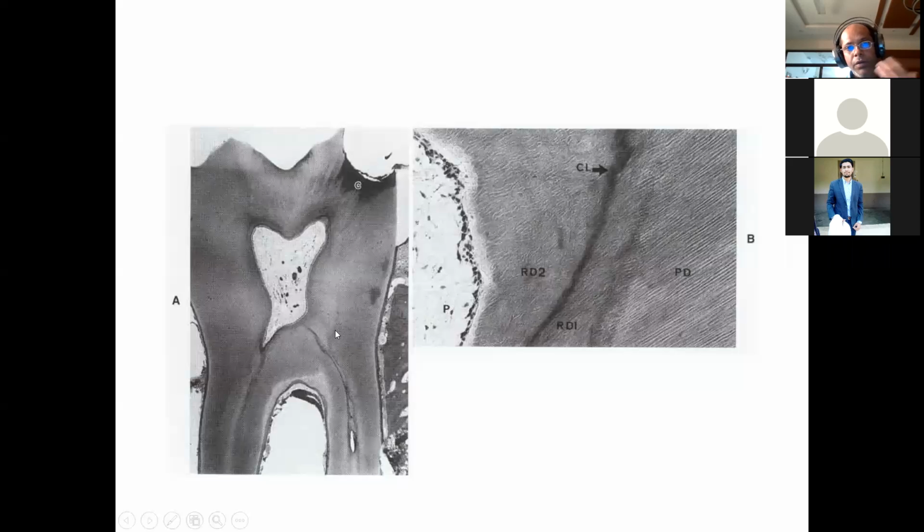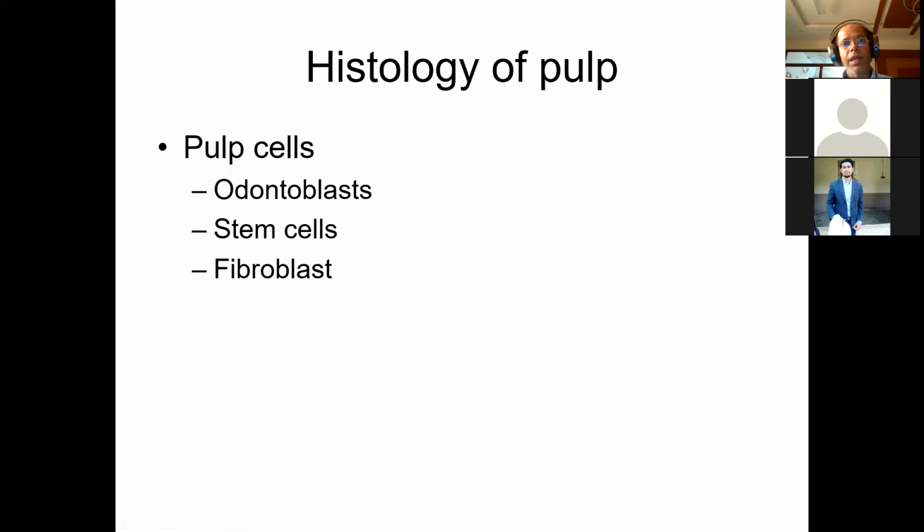There is also a defense function of the pulp against caries, making more secondary or tertiary dentine. This causes shrinkage of the pulp chamber due to the greater deposition of dentine, and sometimes here you can see even blocking of the orifices due to the more deposition of dentine. So this is a function of the pulp.